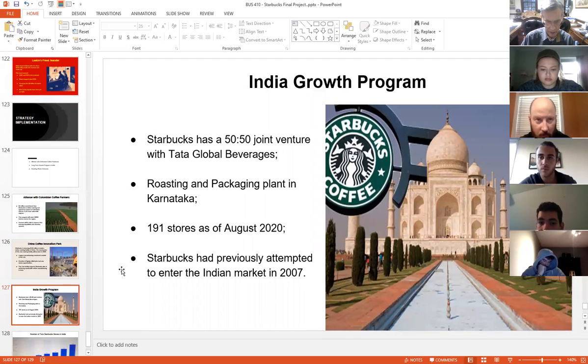India growth program. Starbucks has a 50-50 joint venture with Tata Global Beverages. They have a roasting and packaging plant in Karnataka, and they had 191 stores as of August 2020. Starbucks had previously attempted to enter the Indian market in 2007, but they didn't get in because they saw the risk too high. So that's why they have a 50-50 joint venture with Tata Global Beverages nowadays. Tata is a huge conglomerate in India.